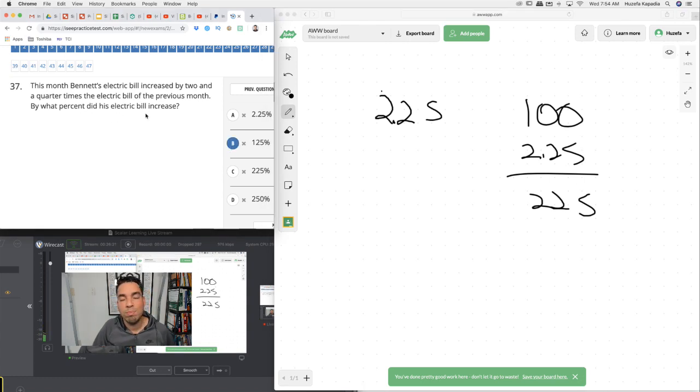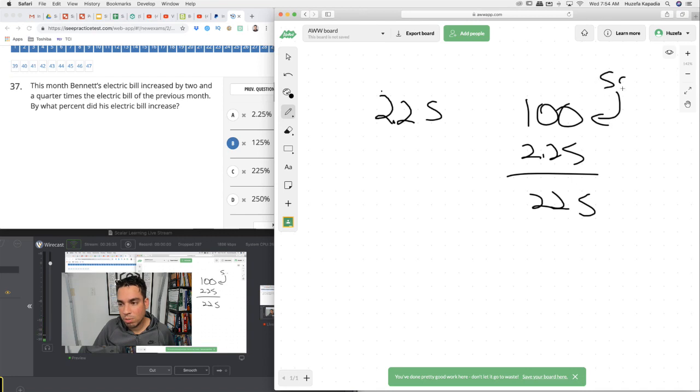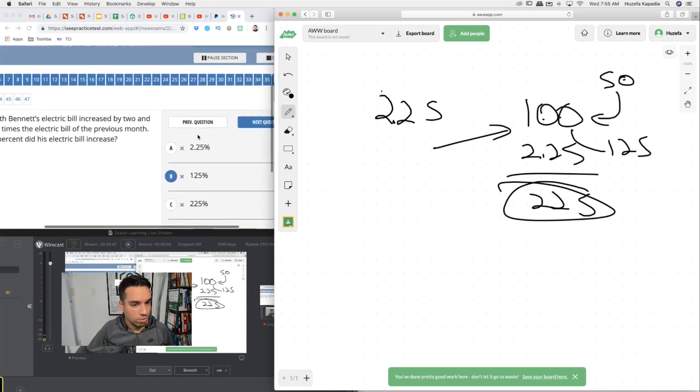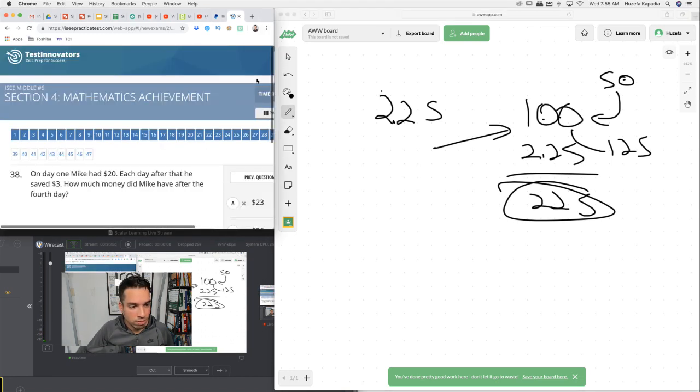By what percent did his bill increase? So it's like if it increased by 50%, you would take 50% of this, which was 50, and then add it on. Just like this, if it's going to 225, we take 125% of this, which is 125, and add it, and then we get 225. So it's very tricky language that they're using for that problem.